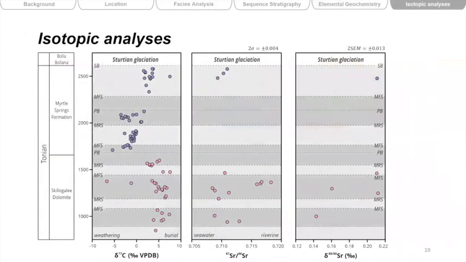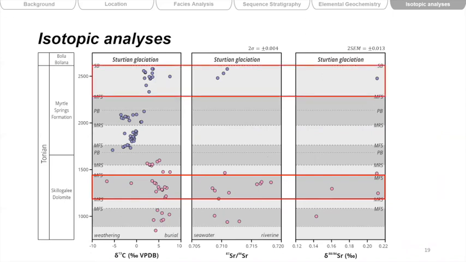Next, we want to look at the isotopic analyses. On the left-hand side, we have delta 13C, in the middle, radiogenic strontium, and on the right, stable strontium. Again, they have been overlaid by sequence stratigraphy. If we look at this transgressive system in the Skillogalee, apart from these two anomalous values, our delta 13C is quite heavy, which makes sense because that represents carbonate burial, which you'd expect in a transgressive system. We do have quite high radiogenic strontium, which could be because we have a large riverine input.